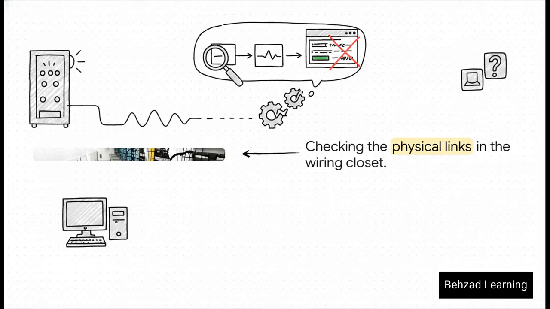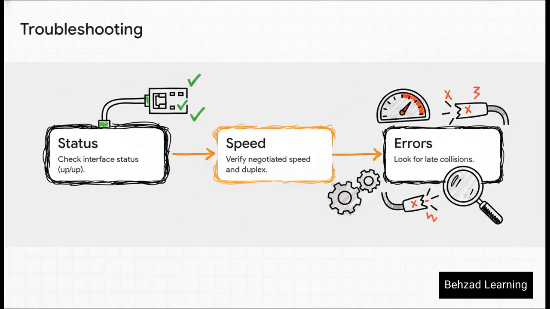Now, if you just stopped there, you might blame the application team, or maybe the server itself. But as a senior engineer, you know that up/up just means the physical electricity is flowing and the basic protocol is running. It absolutely does not mean the link is actually healthy. So here are the exact troubleshooting steps we take on the Cisco command line interface when things start getting weird.